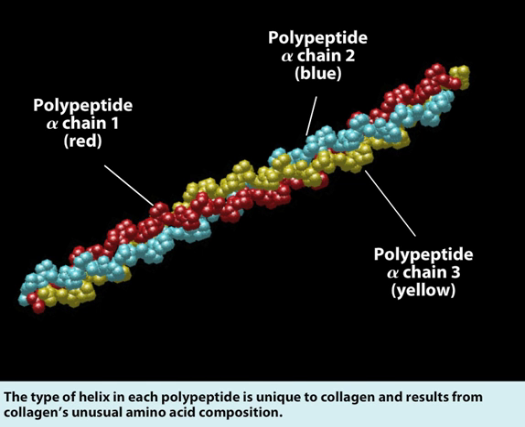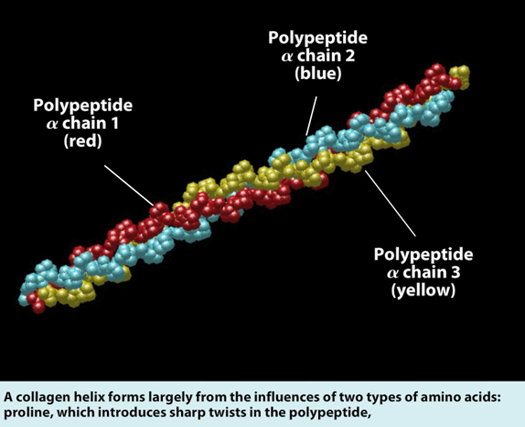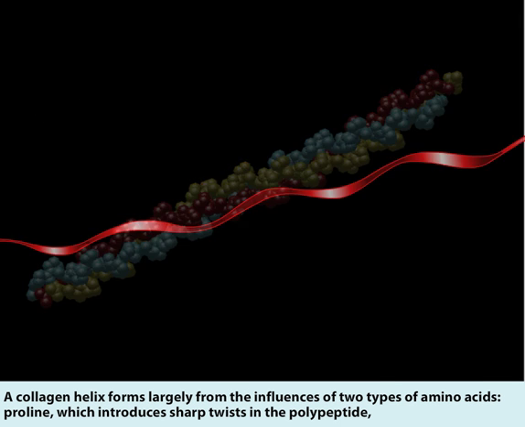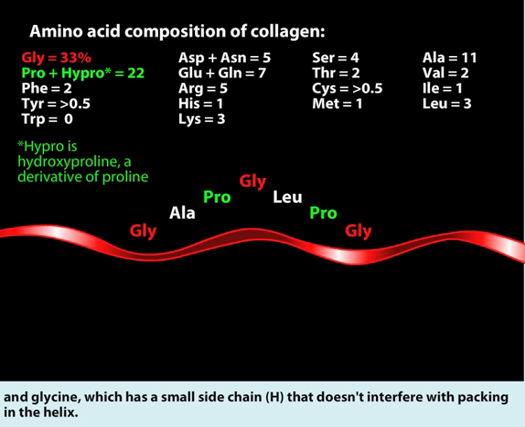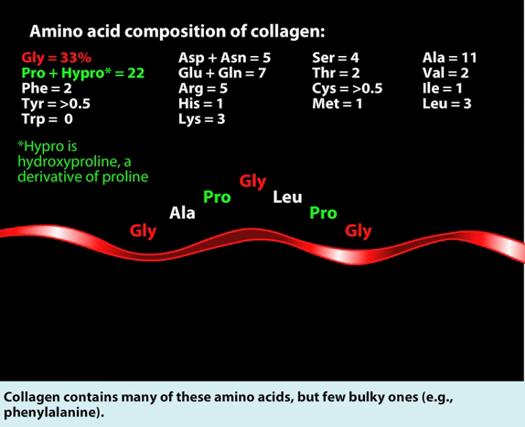The type of helix in each polypeptide is unique to collagen and results from collagen's unusual amino acid composition. A collagen helix forms largely from the influences of 2 types of amino acids: proline, which introduces sharp twists in the polypeptide, and glycine, which has a small side chain consisting of hydrogen that doesn't interfere with packing in the helix. Collagen contains many of these amino acids, but few bulky ones, for example, phenylalanine.